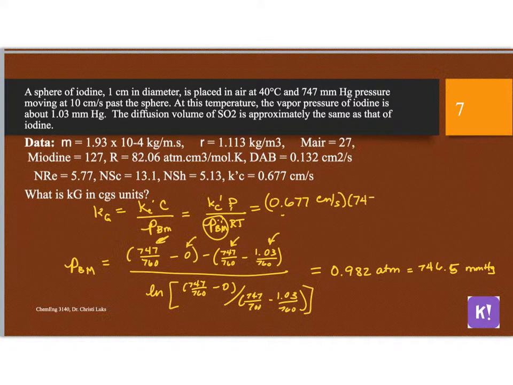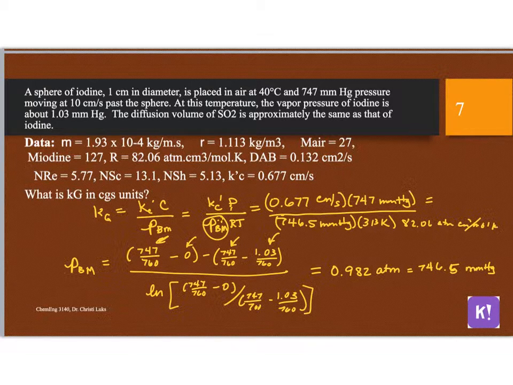I can say 747 is my total pressure in millimeters of mercury. My partial pressure log mean for the B component. And the temperature is 313 Kelvin, and R is 82.06 atmosphere centimeter cubed per mole K. I'm sorry, that's a little hard to read. I understand. It's okay to be using atmospheres with this because those millimeters of mercury are going to be canceling out.